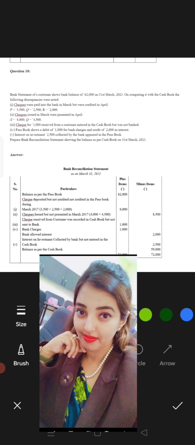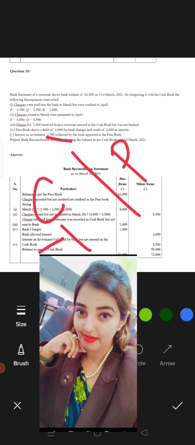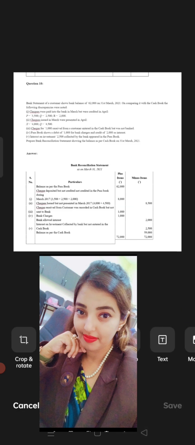Next. Passbook shows debit 1,000 for bank charges and credit 2,000 as interest. So this is your cash book and this is your passbook. Passbook shows debit of 1,000 for bank charges, so the money will be deducted, so -1,000. And credit, I will explain in the next transaction. So bank shows a debit of 1,000.